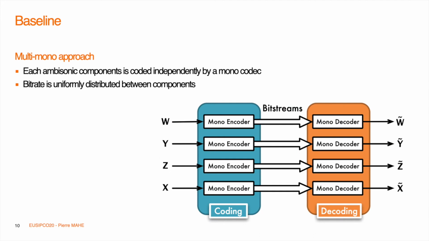We have just seen what ambisonics is. Now, let's see how it's traditionally encoded. The baseline approach is called multimono. Each component is coded and decoded independently by a core codec. The bitrate distribution between components is fixed and usually uniformly distributed. The figure shows an illustration of the multimono approach. The altered signal is noted with a tilde.